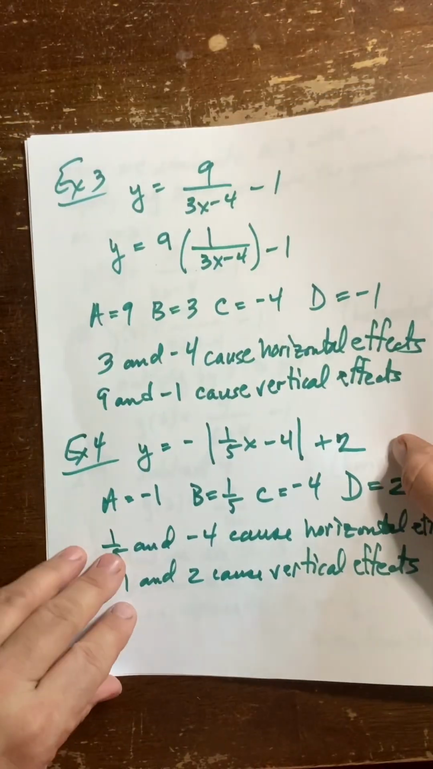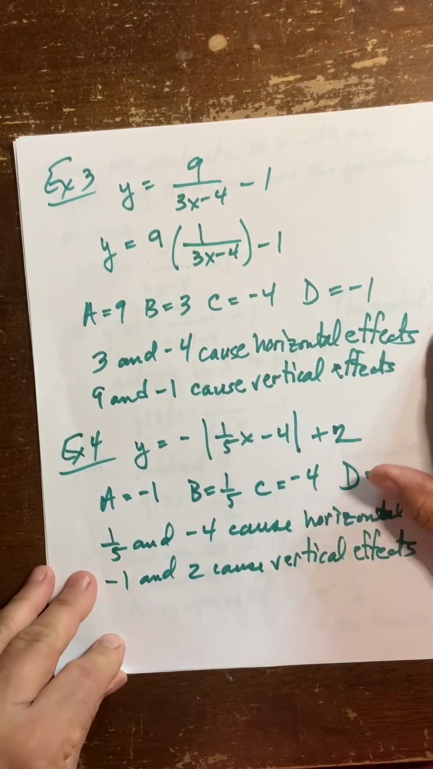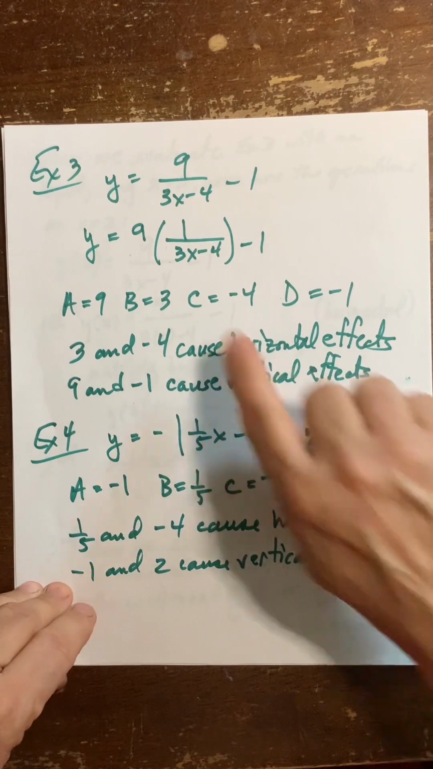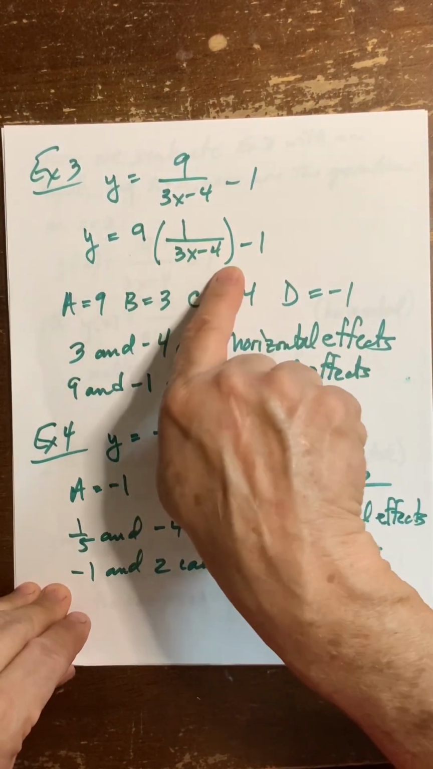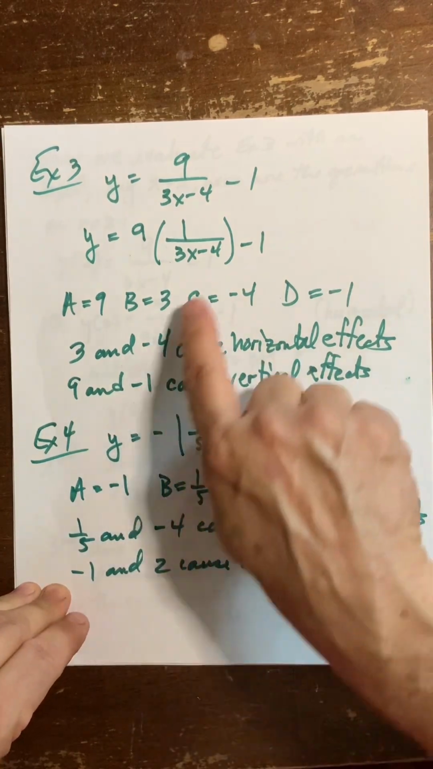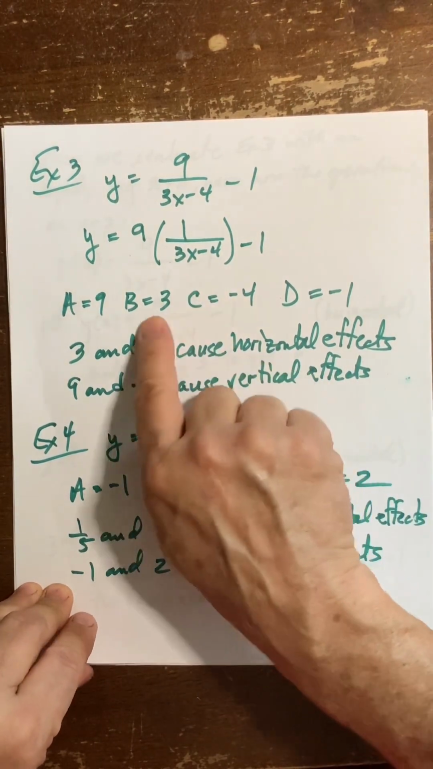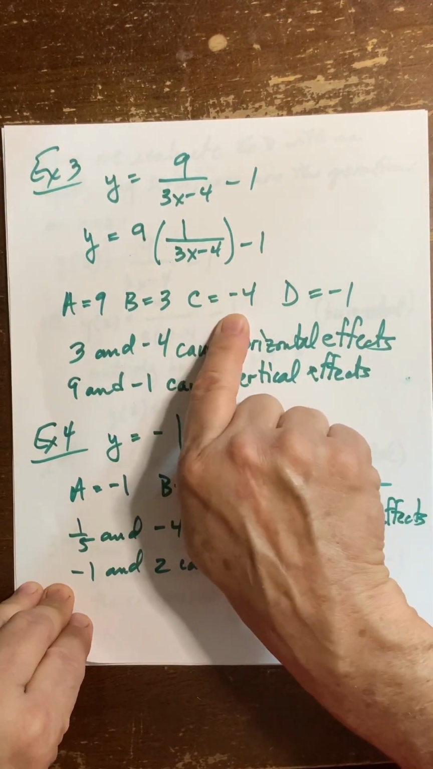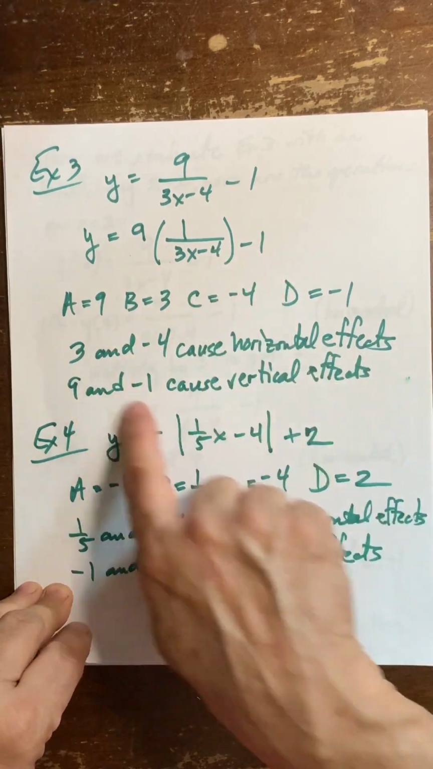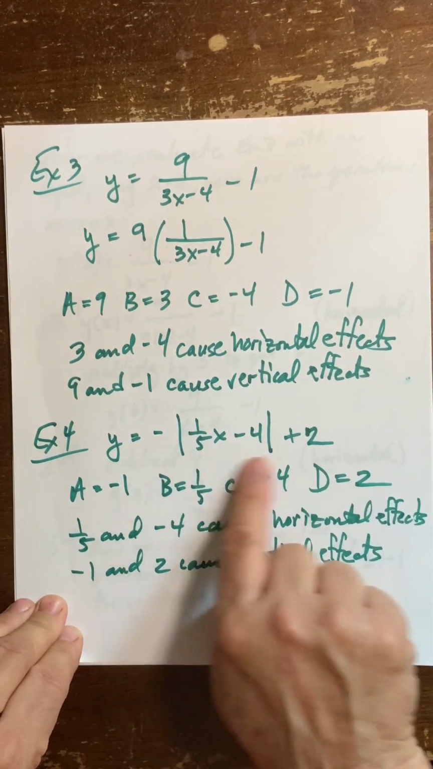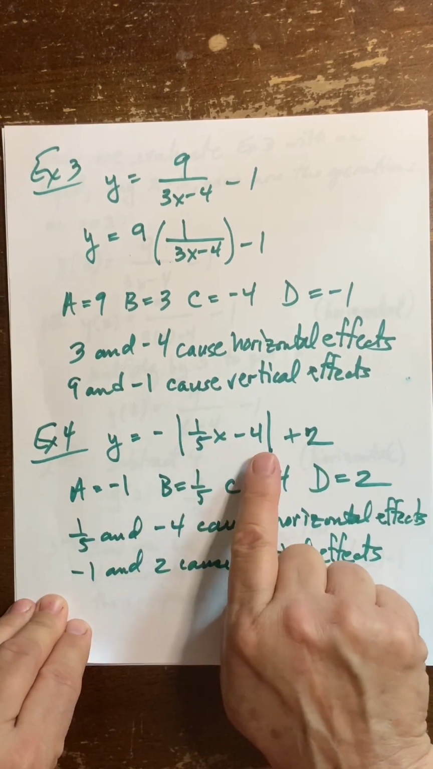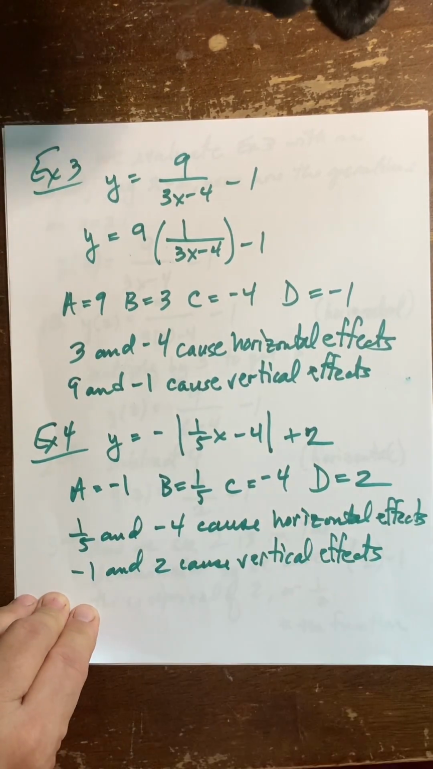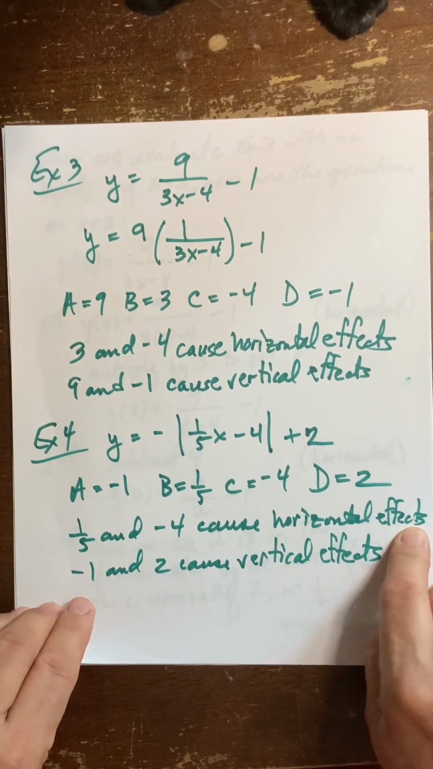Sorry, example 3, the reciprocal. Let me check that this is, yeah, the reciprocal. So I can write this 9 outside, and then you see the 1 over, and then you have your denominator. So you see that the 3 and the 4 here cause horizontal effects. The 9 and the 1, or the -1, cause the vertical effects. And then for the absolute value, the -1 and the 2 are outside the absolute value. The 1/5 and the -4 are inside the absolute value, so they cause the horizontal effects.